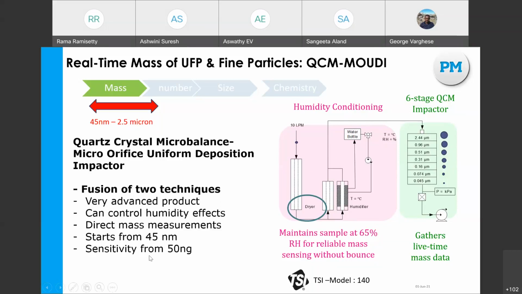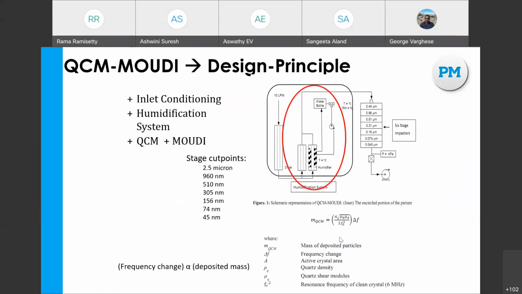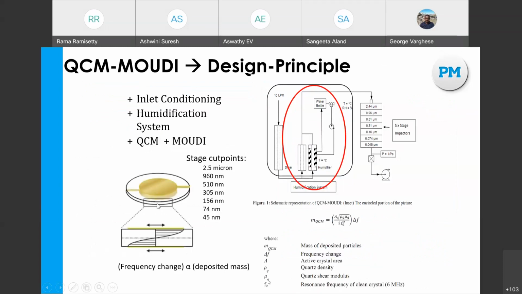It can even sense 50 nanograms of particles. I'll explain the principle. The quartz crystal plate looks like this, and it always vibrates with a certain natural frequency. Whenever a particle falls on it, there is a change in the frequency. That change in frequency is directly proportional to the mass. So it works on first principles, and it doesn't require any calibration.